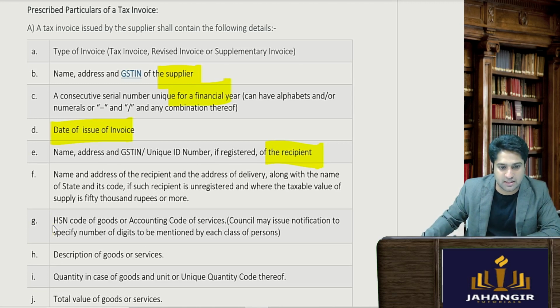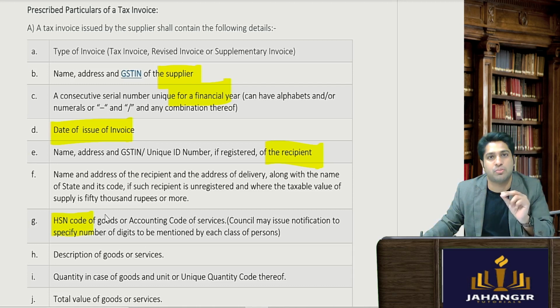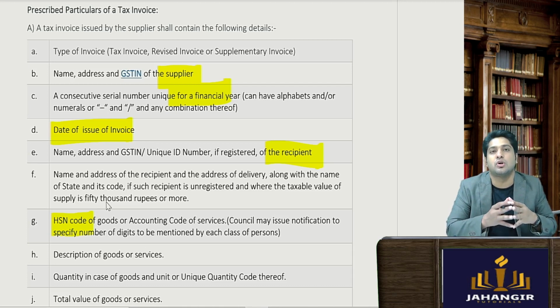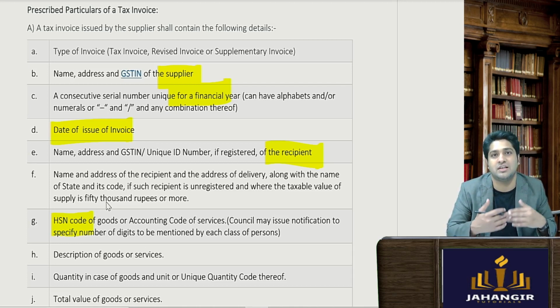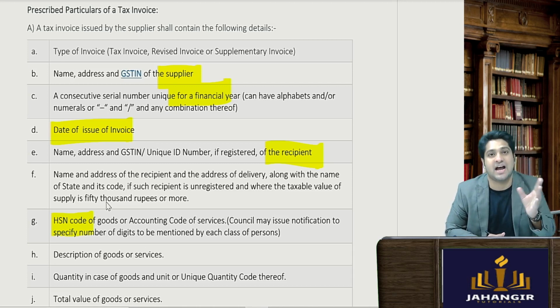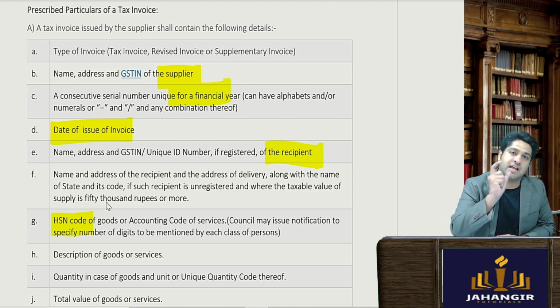something called the HSN code. For goods, each good has a specific code number called the HSN code. That's Harmonized System of Nomenclature. It's just technical jargon: a product classification system used all over the world, so it's an international product coding system. Means what? If I say I am buying a laptop, internationally laptops are given a certain code which you have to go and see in the HSN code.